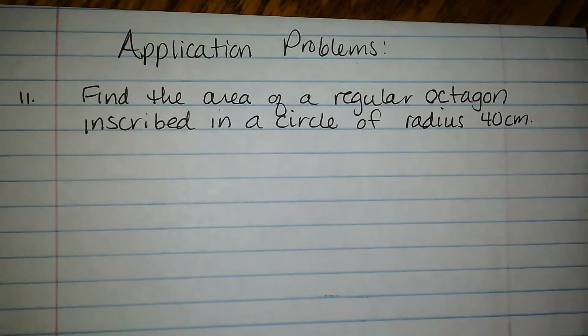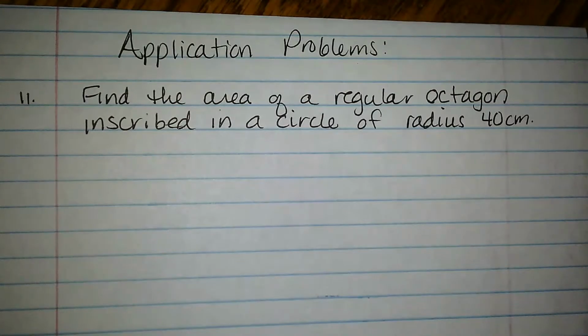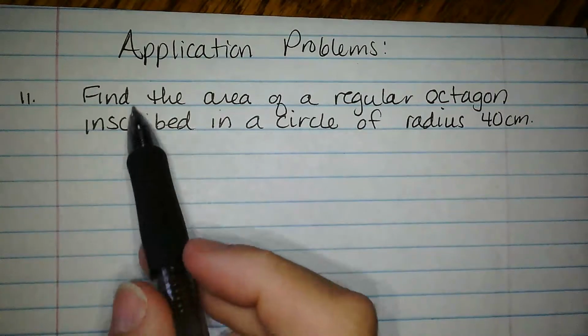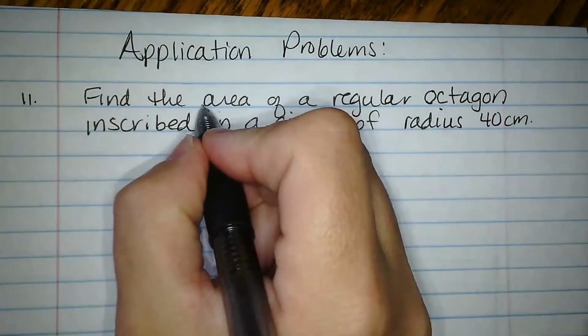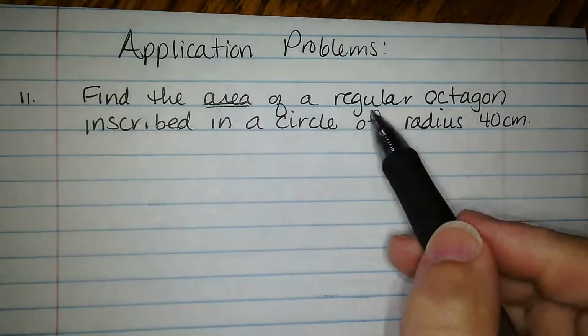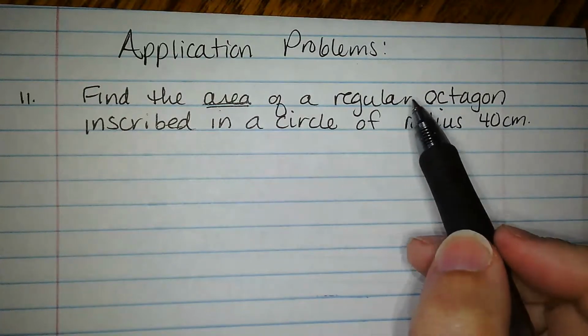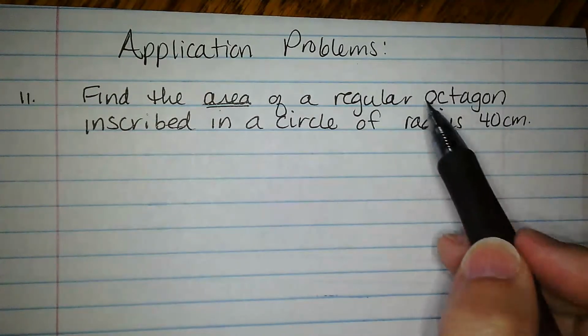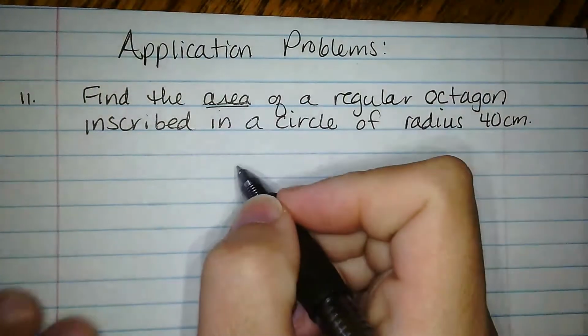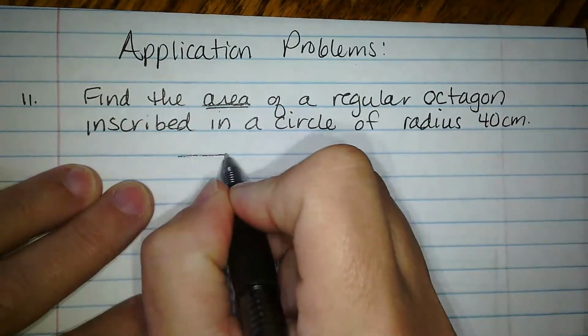All right, so we're going to take a look at a couple application problems to see where this kind of fits into geometry. And one of the things that we need to do is deconstruct the vocabulary so that you can actually draw the picture that they need us to draw. So it says find the area, so we're using area here. And it says of a regular octagon. So regular means all sides are equal. Octagon means 8 sides. So I'm going to draw an octagon, which looks like a stop sign.